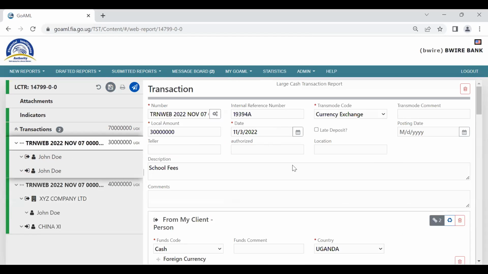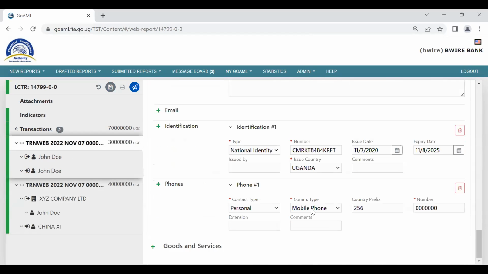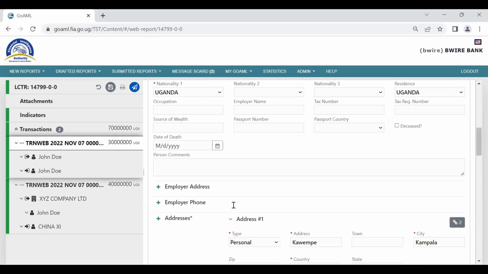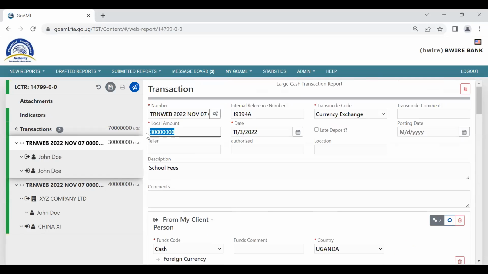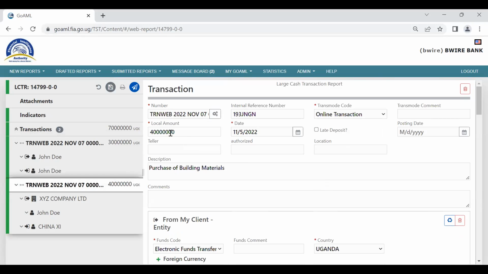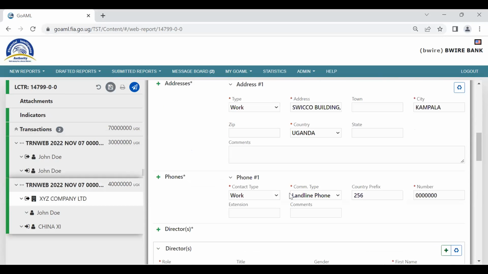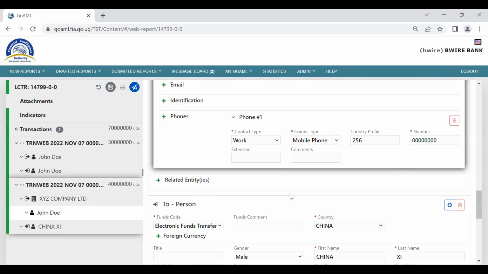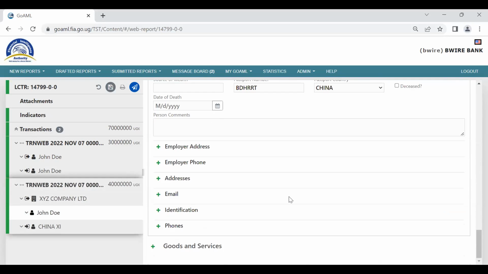So these are 2 transactions. One is a Forex type of transaction where someone was exchanging money that amounted to 30 million. That's a large cash transaction. Another is a money remittance transaction worth 40 million, where a company was sending money to an individual for purchase of materials.